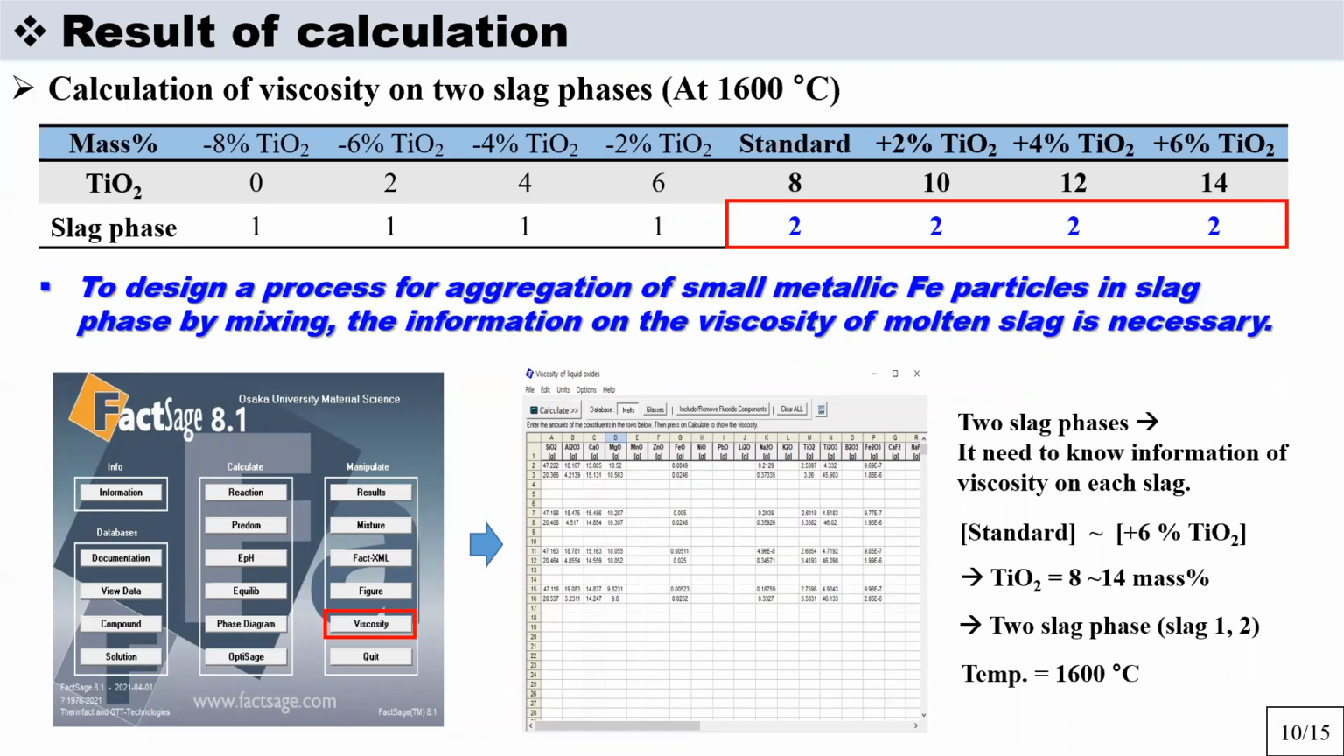As I mentioned before, there are two slag phases in these conditions. So in order to design a process for aggregation of small metallic iron particles in slag phase by such as mixing, the information on the viscosity of molten slag is necessary. Therefore, the viscosity was calculated using FactSage in these conditions. And we intend to aggregate metallic iron at 1600 Celsius degree. So viscosity was calculated under this temperature.